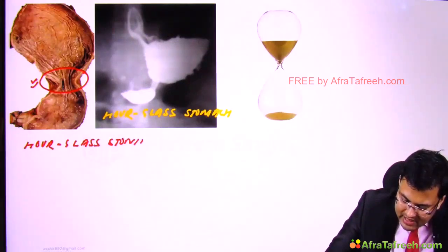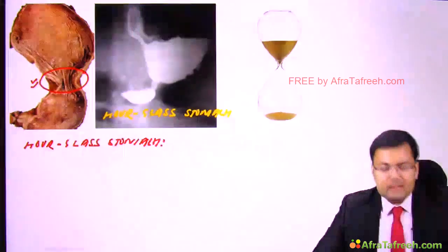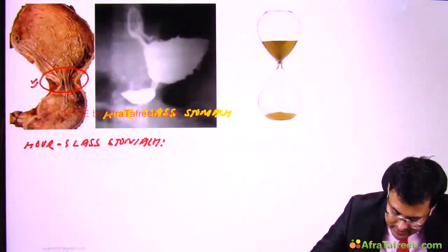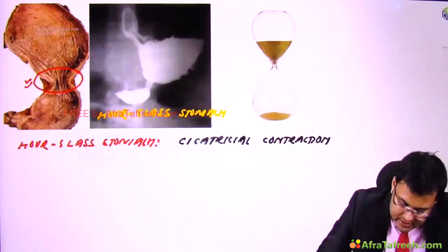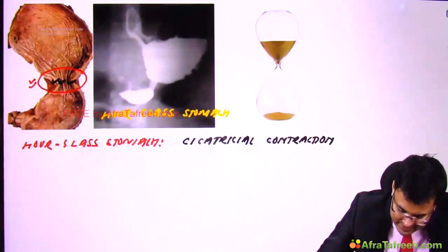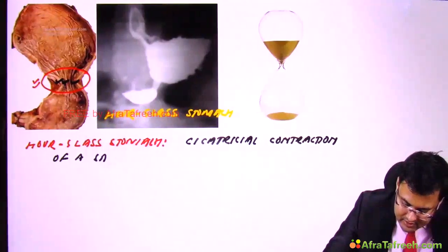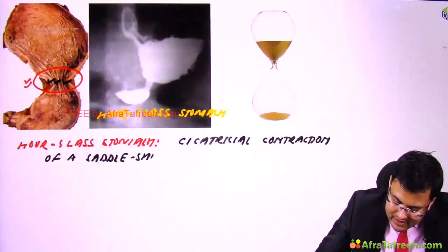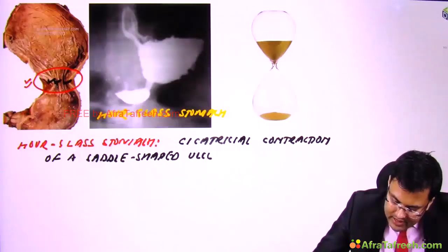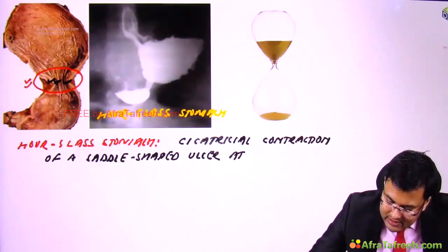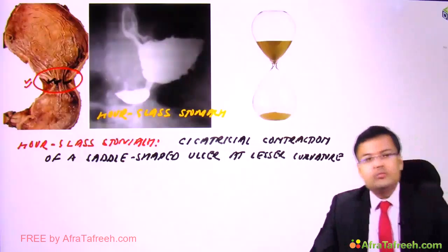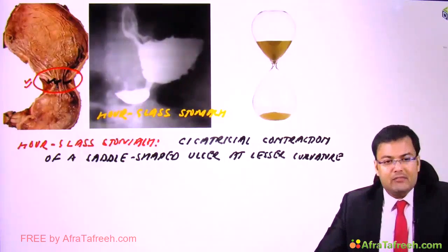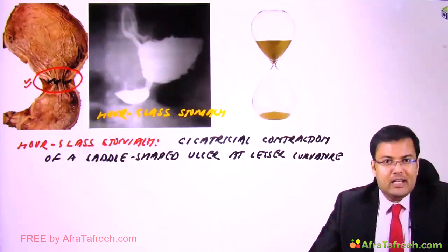So what's the cause of this hourglass stomach? It's caused by cicatricial contraction. Here you can see cicatricial contraction of a saddle shaped ulcer at the lesser curvature. So these are two one-liner questions. One is teapot stomach and one is hourglass stomach, which are frequently asked in exams.